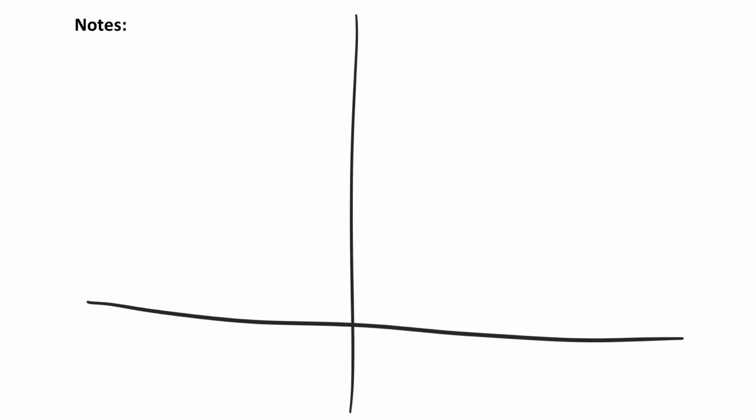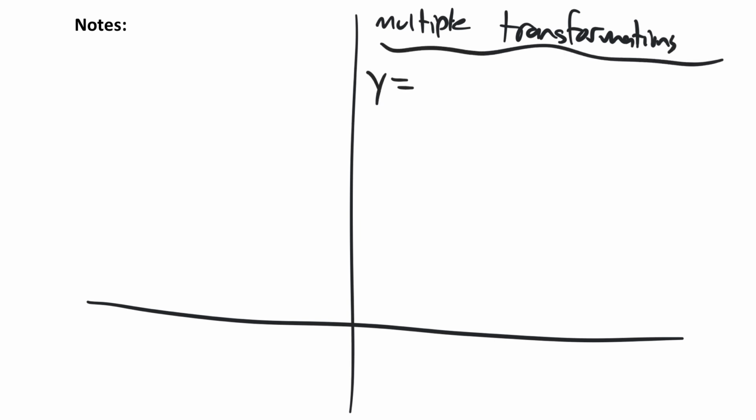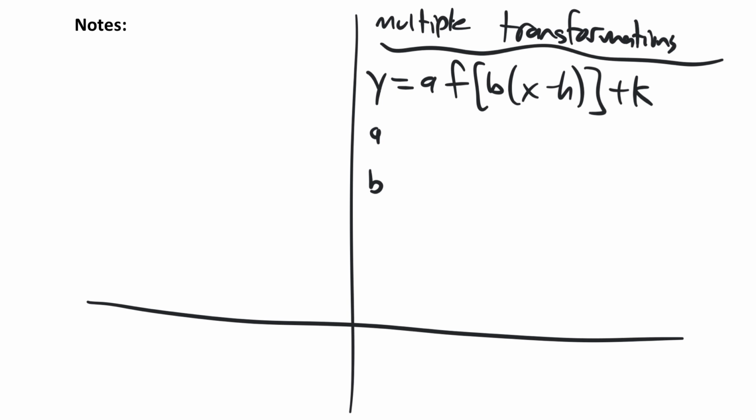All right, so let's go ahead and take some notes on this. So we have the transformation equation y equals a. I guess, yeah, we should write what we're doing here. We have multiple transformations. And so the general form looks like this: y equals a f(b(x minus h)) plus k. And so in this general form, we have the a, we have the b, the h, the k.